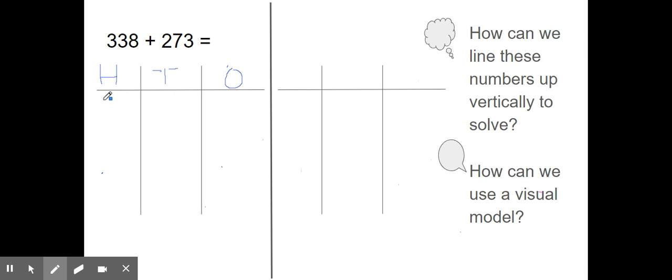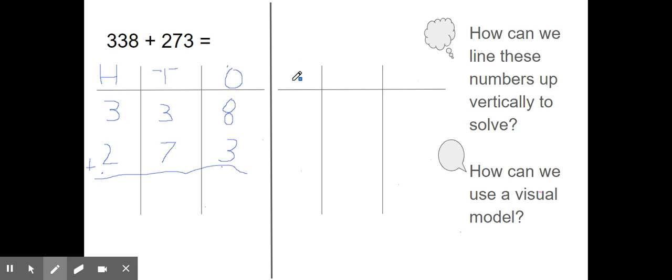338. 3 hundreds, 3 tens, 8 ones, plus 273. 2 hundreds, 7 tens, 3 ones. I'll put my addition sign, plus sign, and the equal sign below.